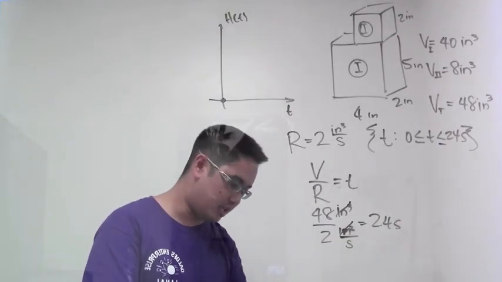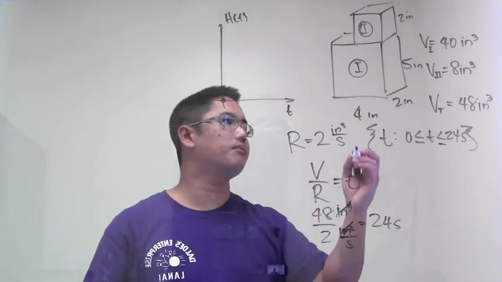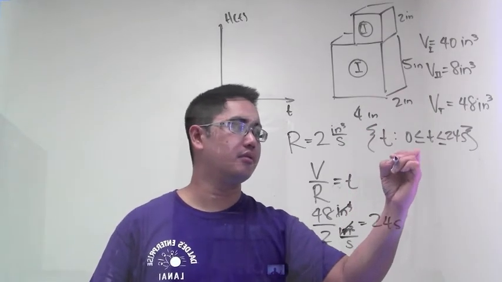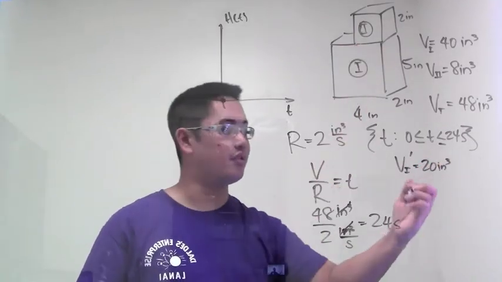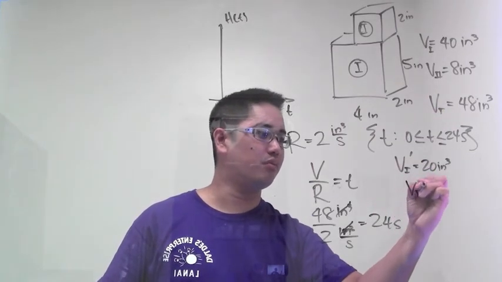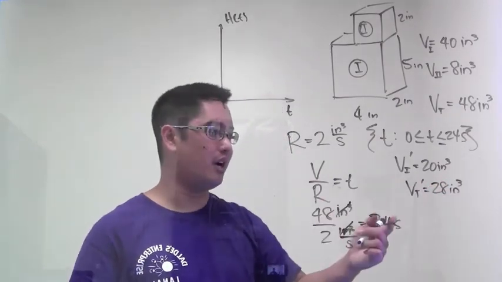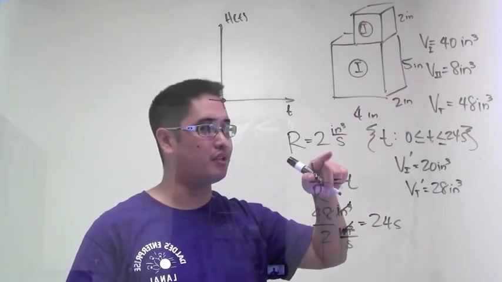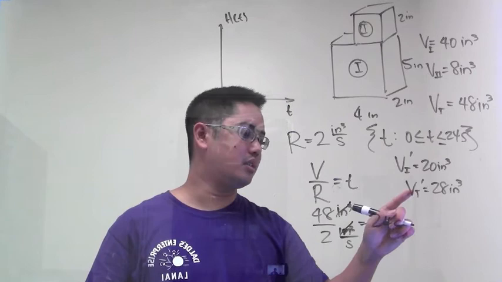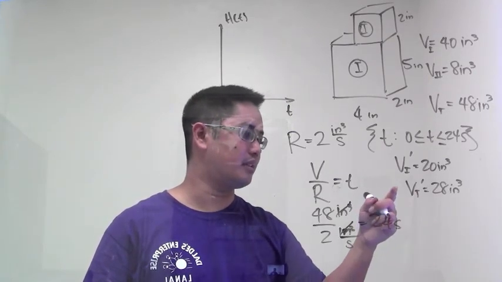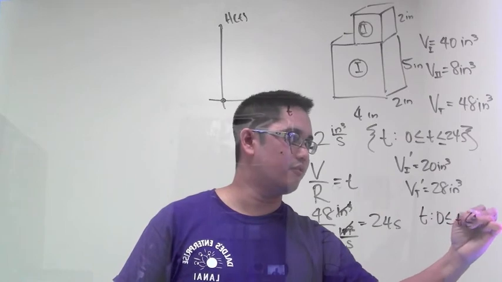Now, what would the problem be if you started with this thing already half full? Well, half full would simply mean that volume 1 prime is equal to 20 inches cubed, because that's the amount of volume you have left over, and you still have the 8 inches over here. So your total volume prime is equal to 28. So your domain does change for this graph because it's going to take less time. Instead of being from 0 to 24, it would be 0 to some other number. So 28 divided by 2 is 14. So your new domain is going to go from 0 to 14 seconds.